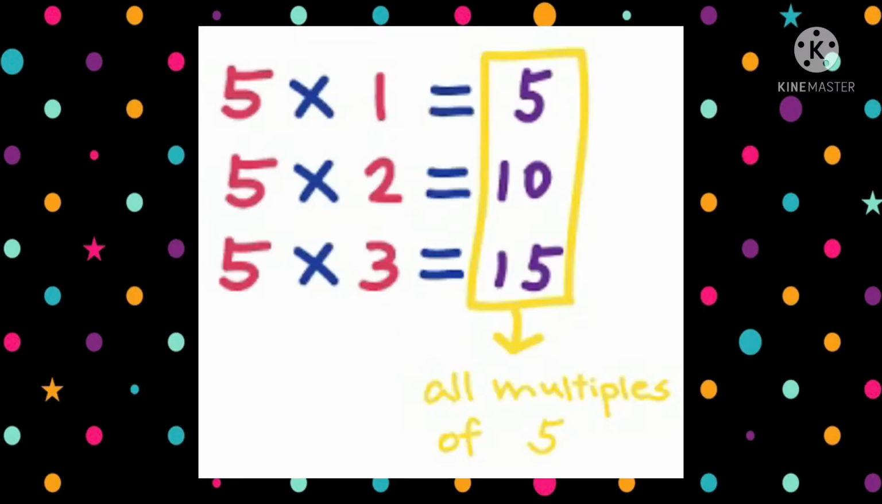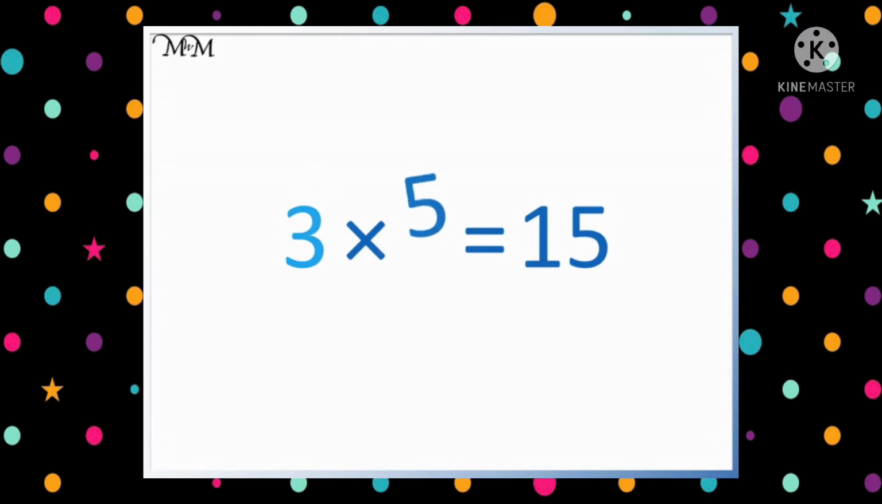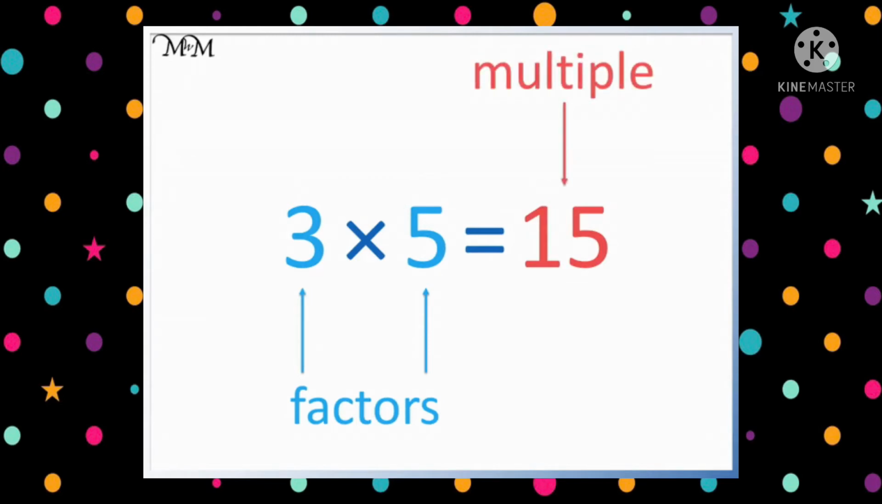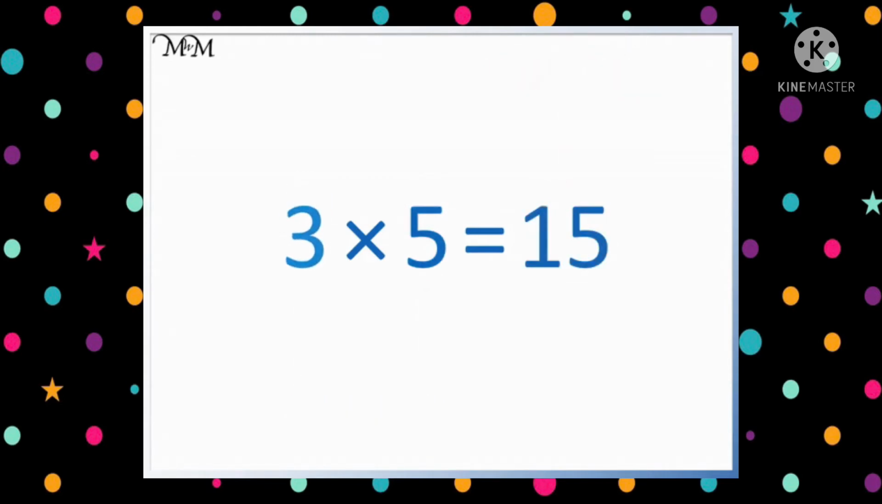Now here, see that 5 into 1 is 5, 5 into 2 is 10, 5 into 3 is 15. So 5, 10, 15, these all are multiples of 5. Now here you can see that 3 multiply 5 is 15, where 3 and 5 are factors of 15, and 15 is a multiple of 3 and 5 both.